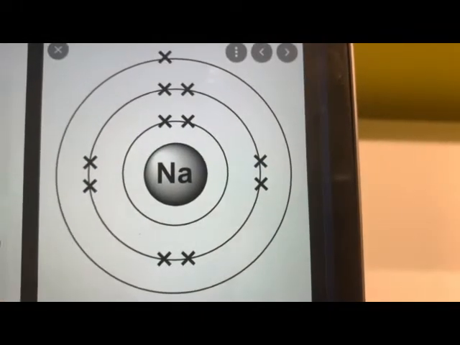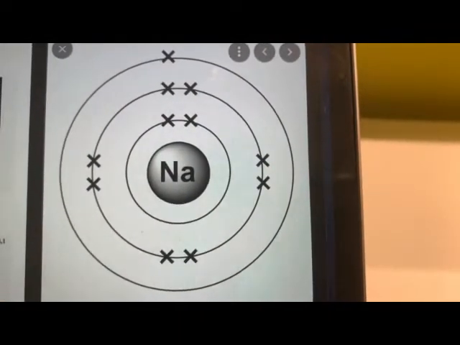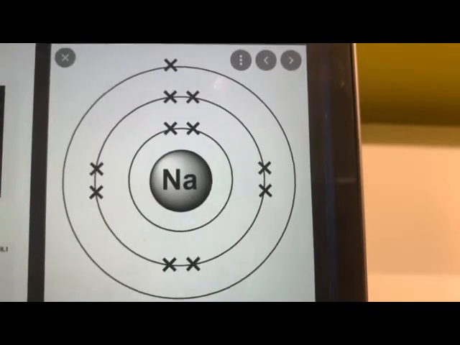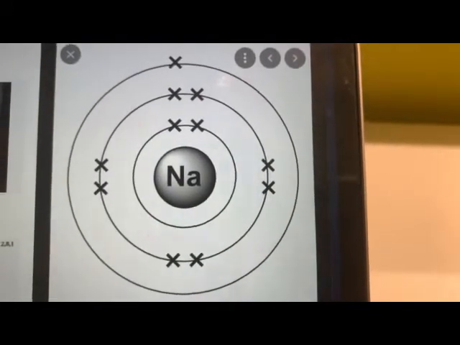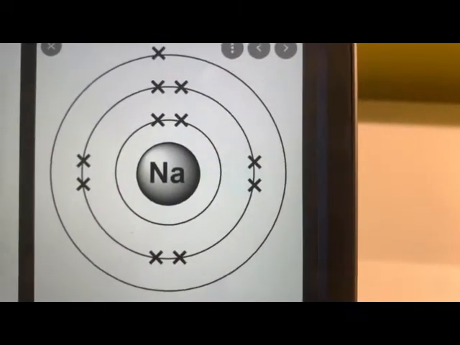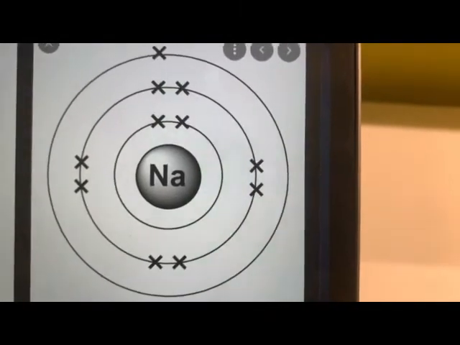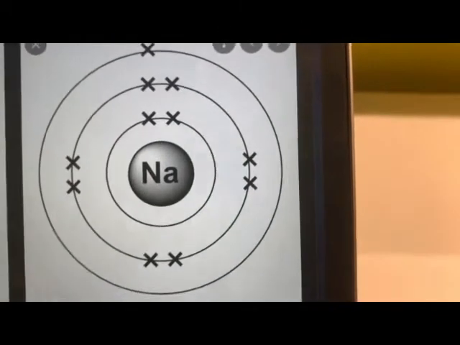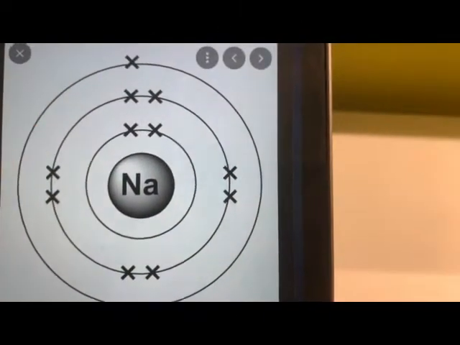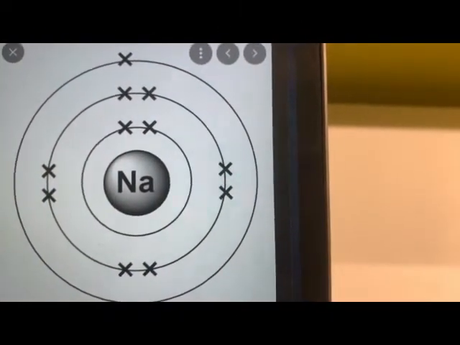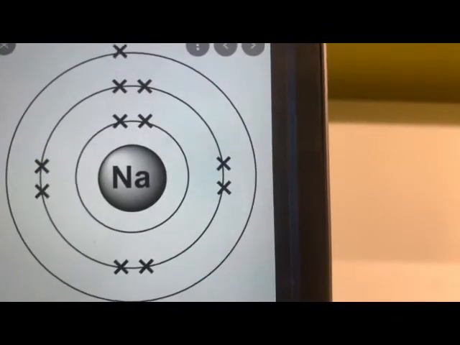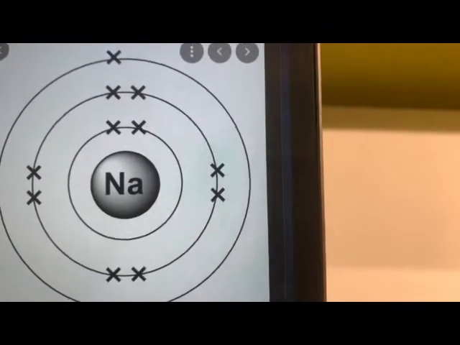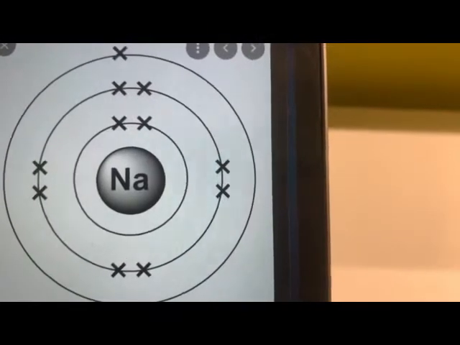We always call the last electron shell the valence shell, and we call the electrons on it the valence electrons. The electrons in the valence shell are going to determine the element's characteristics. So sodium has 1 valence electron, and it's also in group 1. And the same follows for elements of the other groups. So an element in group 2 will have 2 valence electrons.